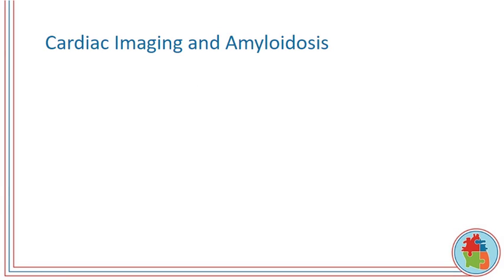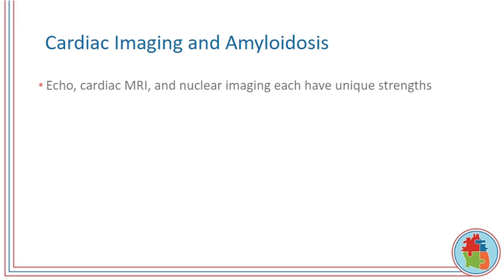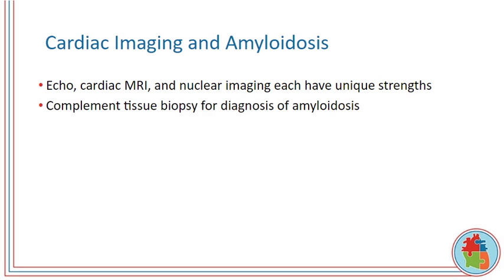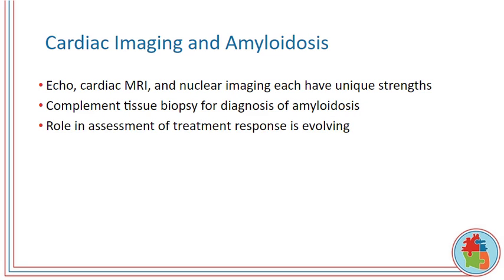In summary, cardiac imaging plays a key role in raising diagnostic suspicion for amyloidosis. Echo, cardiac MRI, and nuclear imaging each have unique strengths, and they complement tissue biopsy for diagnosis of cardiac amyloidosis. Cardiac imaging, specifically MRI and nuclear imaging, may also play a role in assessing prognosis and treatment response, with specific roles that continue to evolve with ongoing research.